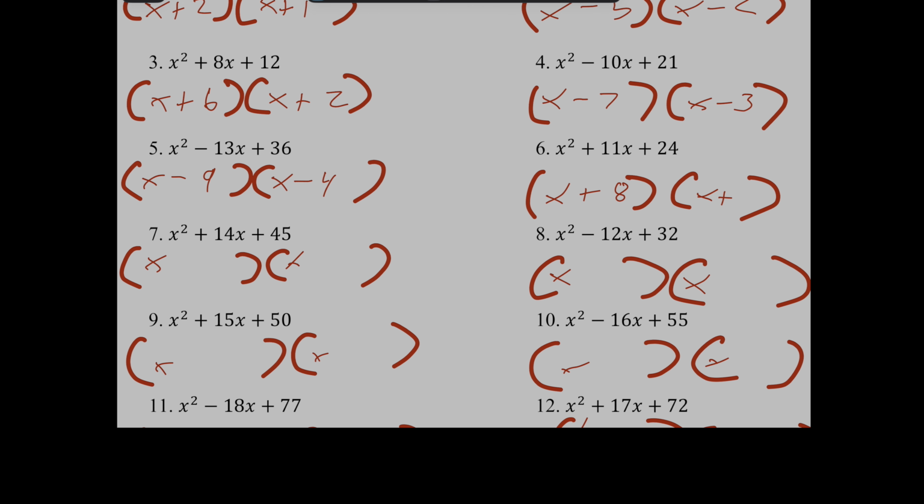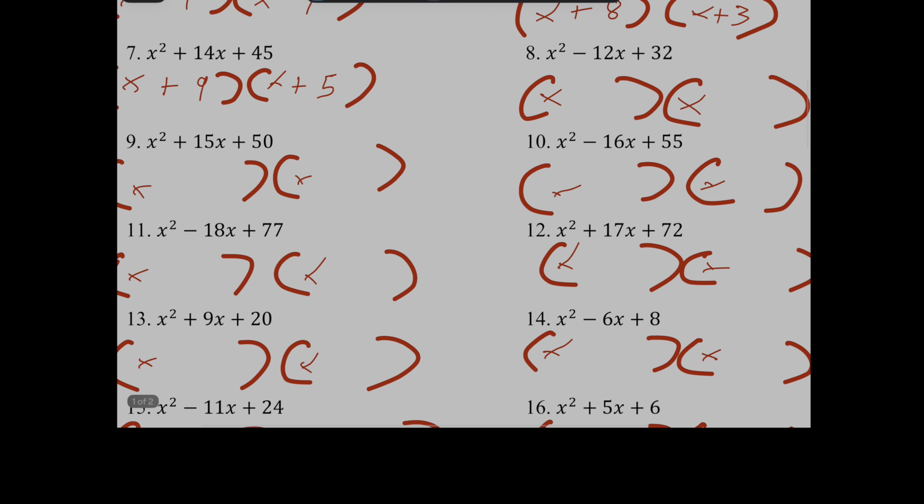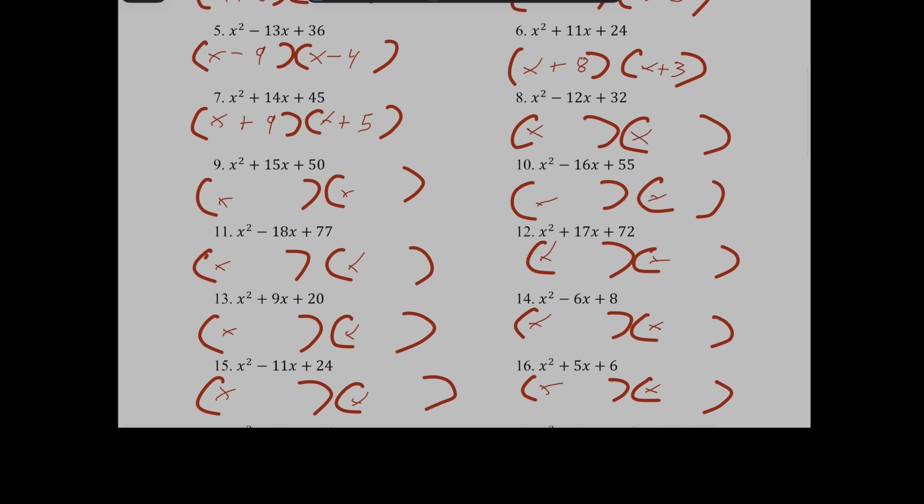Okay, going on to number 7 here. Third term is positive. Okay, signs are the same. Take the sign of the middle, which is plus plus. What multiplies to 45 and adds to 14? That's going to be a 9 and a 5. Going on to number 8, third term positive. That means signs are the same. Take the sign of the middle, which happens to be negative, so I'm going to write minus minus. What multiplies to 32 and adds to 12? Well, that is an 8 and a 4. Going on to number 9, third term positive. Signs are the same. Take the sign of the middle, which is plus plus. Multiplies to 50 and adds to 15. That's going to be a 10 and a 5.